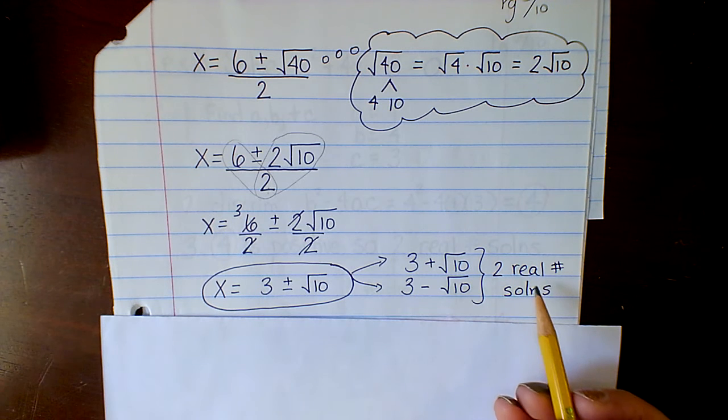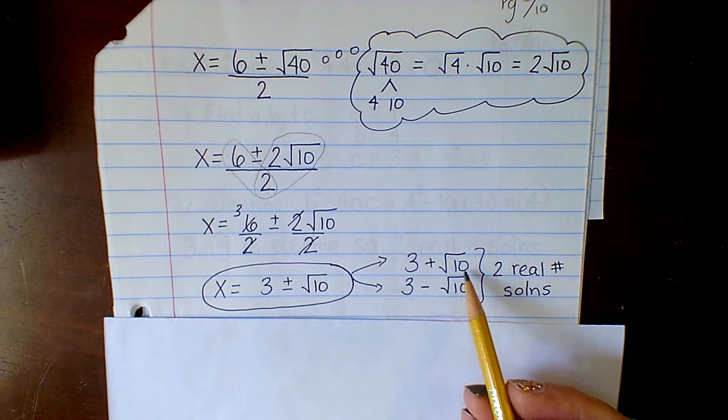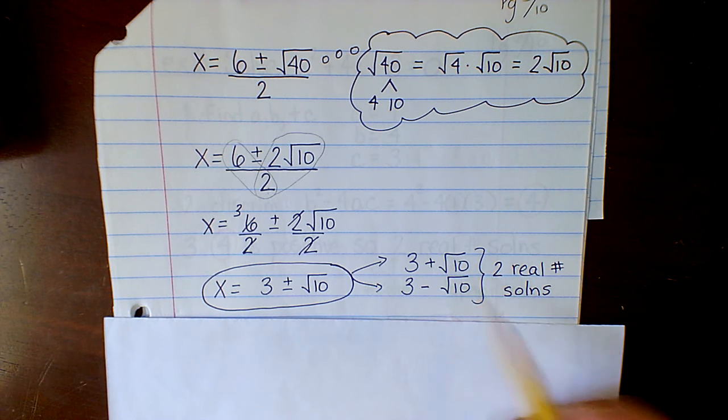Now, how do you know they're real numbers? Well, they're not imaginary. Remember, numbers are either real or imaginary. And I didn't take the square root of a negative, so they're not imaginary.